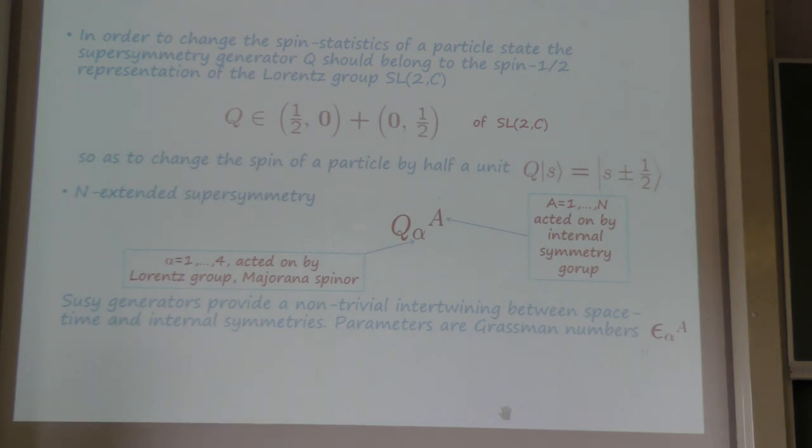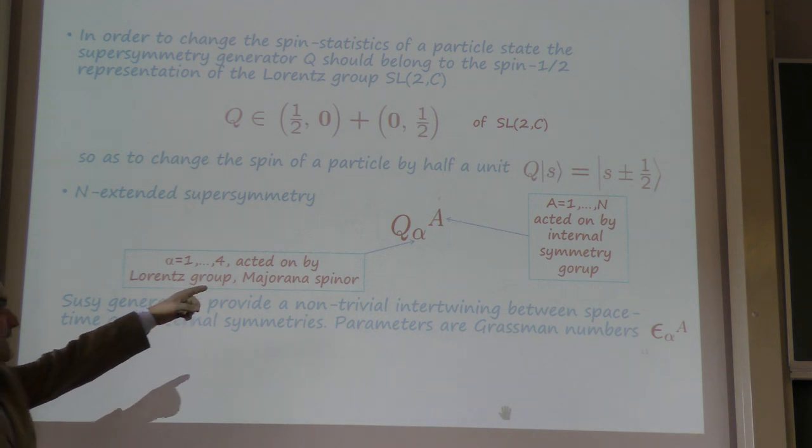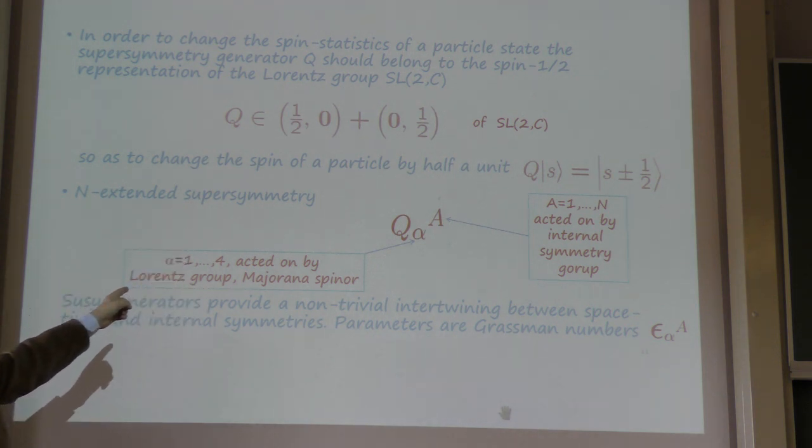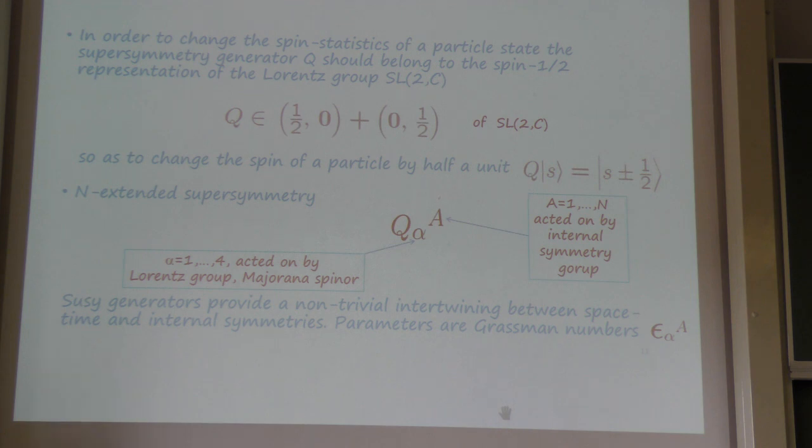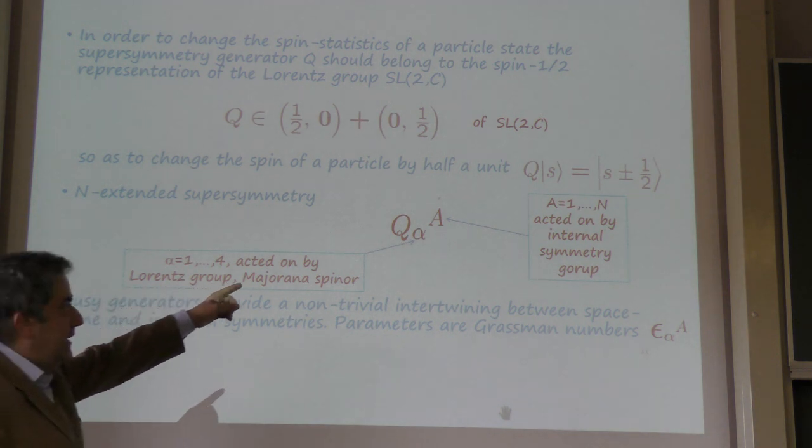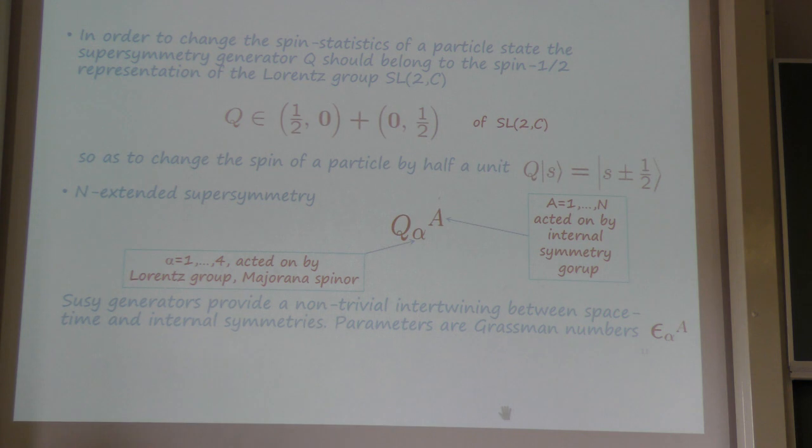So, what is the index structure of these supersymmetry generators? Supersymmetry generators are fermionic generators, in that they carry an index alpha in this 4-dimensional representation, running from 1 to 4. This is the spinorial Majorana representation of the Lorentz group. Then we can have different amounts of supersymmetry in any dimension. Here we are working in 4 dimensions, and the number of supersymmetries is labeled by this capital index A, running from 1 to N. N is the number of supersymmetries.